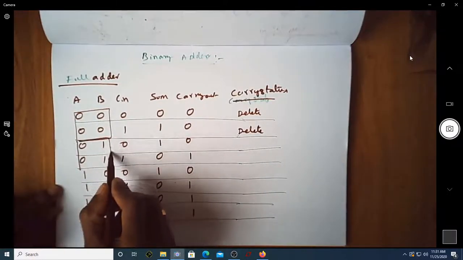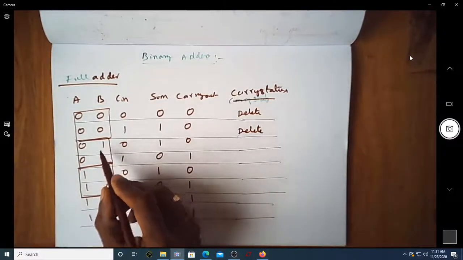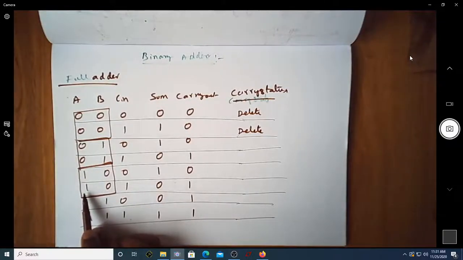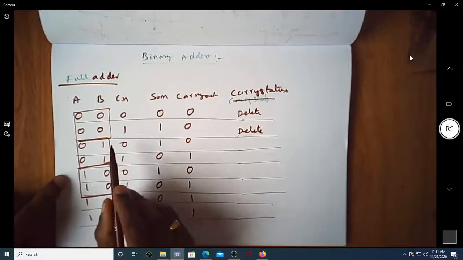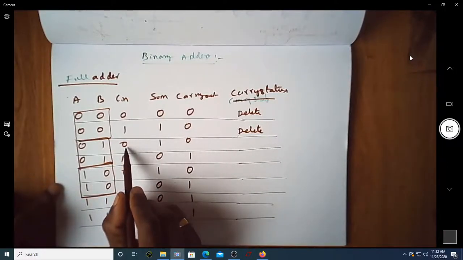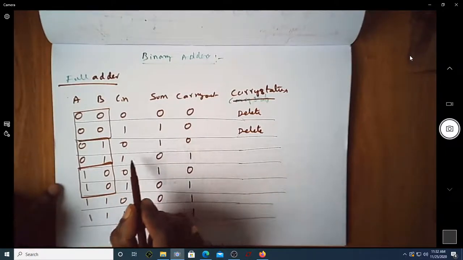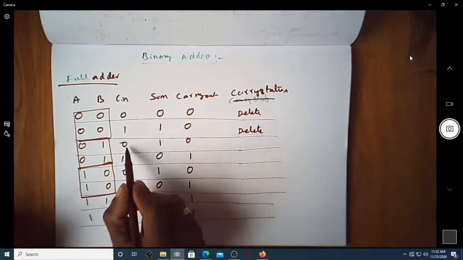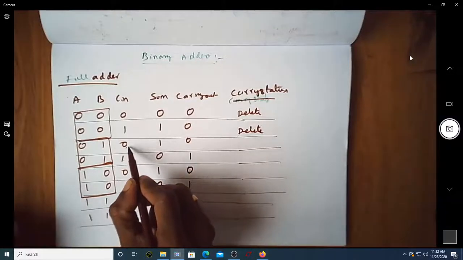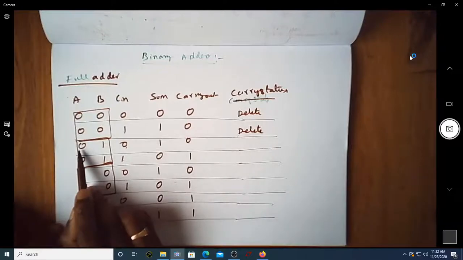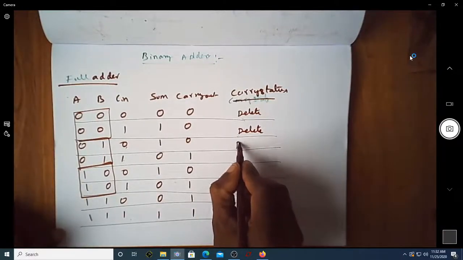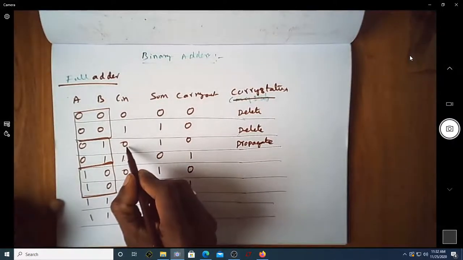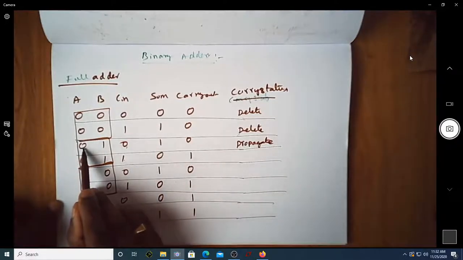Coming to 0 1 or 1 0, where any one of the inputs is 1: in these two combinations B is 1, in these two combinations A is 1. Whenever A is 1 or B is 1, have a look at C out and C in. Whatever is C in, the same is C out. Whatever carry input you have is propagated onto the carry out whenever either A or B is equal to 1. So I will say this as propagate. This carry in is propagated to carry out whenever A or B is equal to 1.